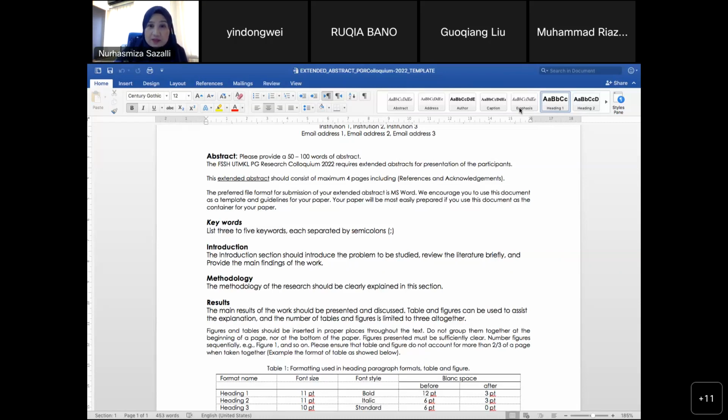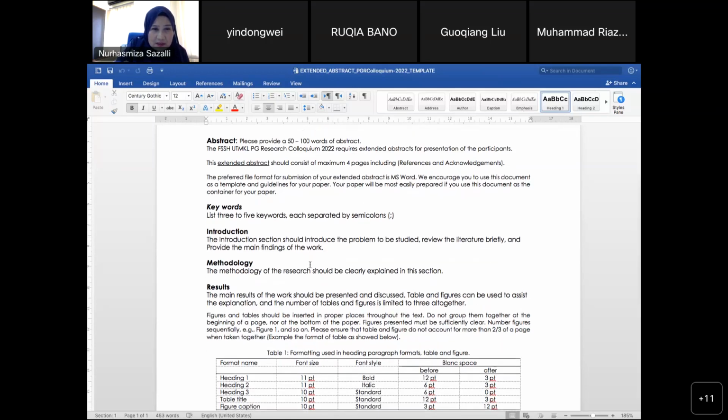Okay, so you put it here. And then when you put the literature review, you have to choose the most important literature review that is really related to your paper. Okay, and then the main findings. And then methodology, actually provide the main findings of the work should be in the result.